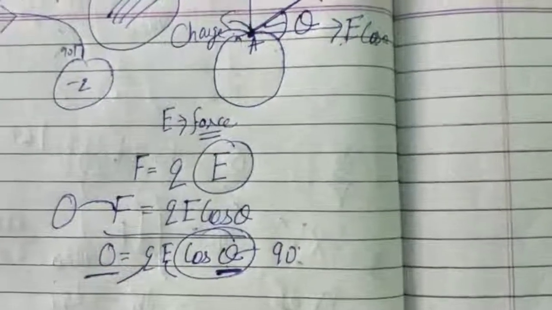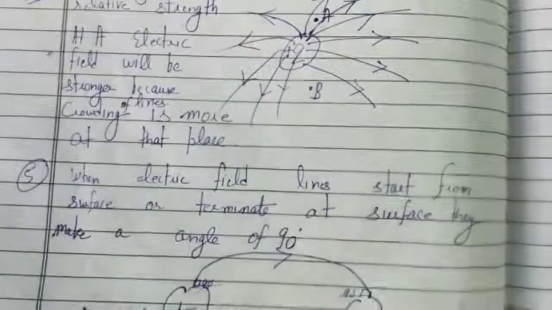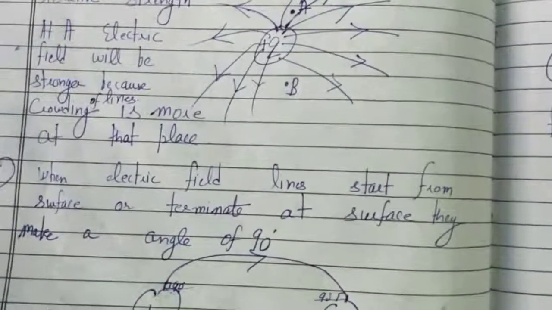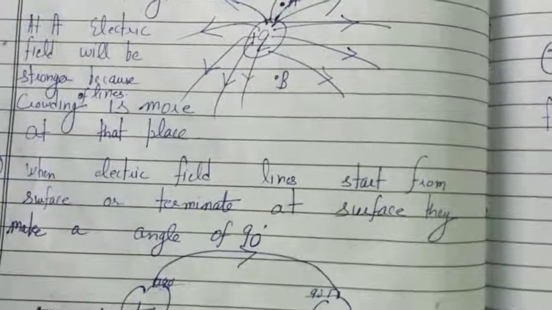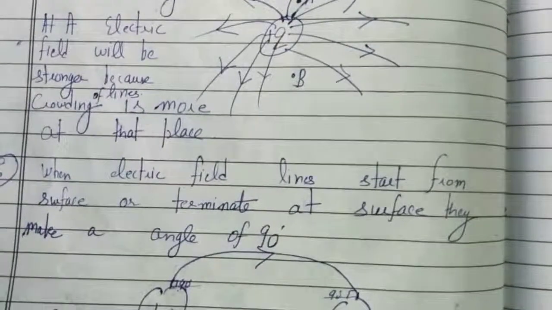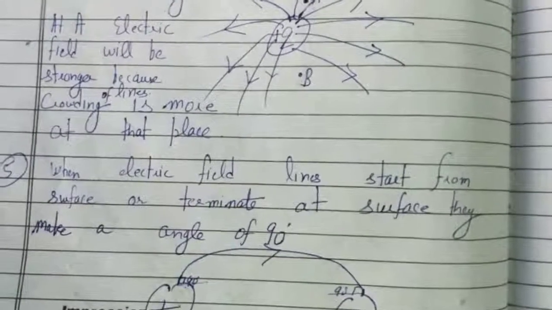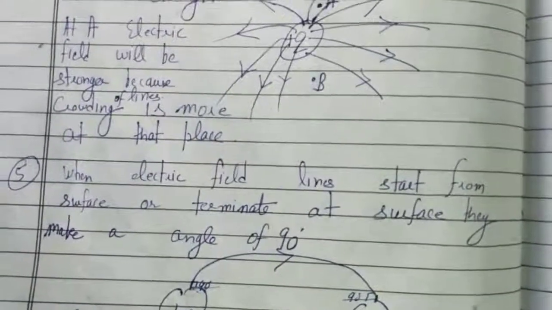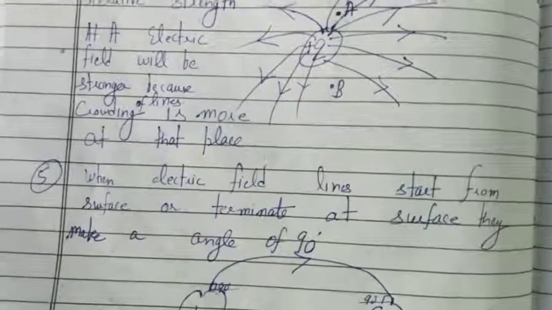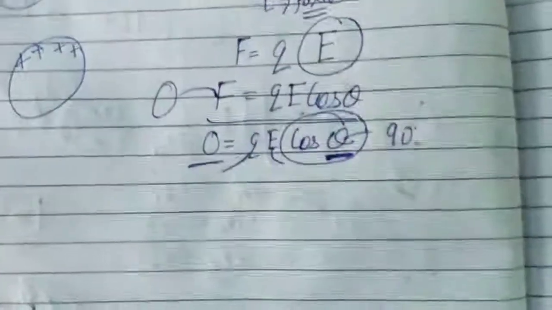So this proves that the electric field lines must leave the surface at 90 degrees. When they start from the surface or terminate at the surface, they make an angle of 90 degrees, and I have told you the condition why they can't make an angle theta. In reality all the charges are at stable positions, not experiencing any force. The body will have charges here, here, and here. They have stabilized because the net force on each charge is 0, so it is not moving.